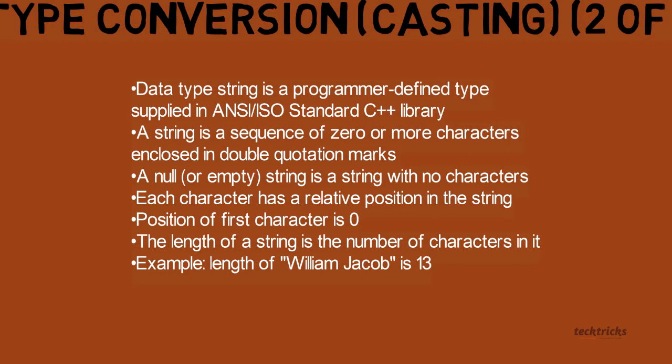Each character has a relative position in the string. The position of the first character is 0. The length of a string is the number of characters in it. Example: the length of "William Jacob" is 13.